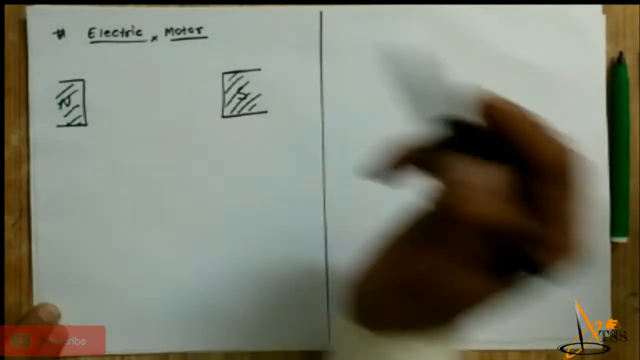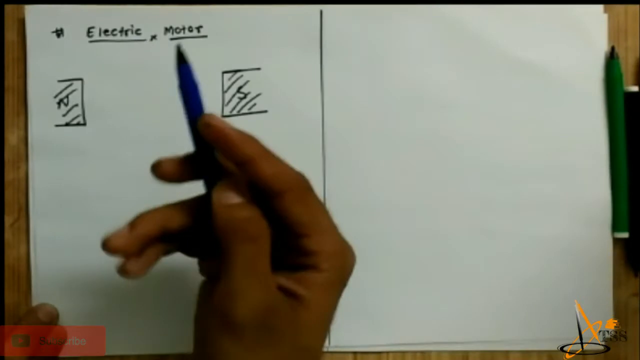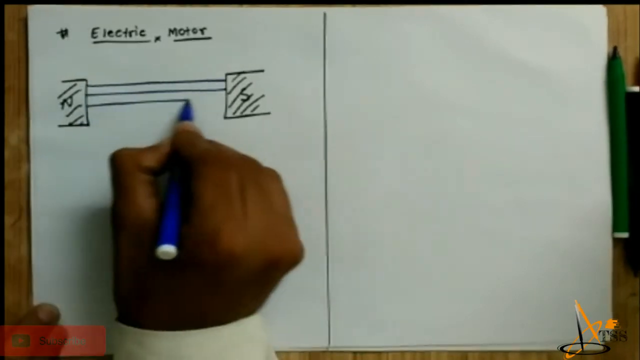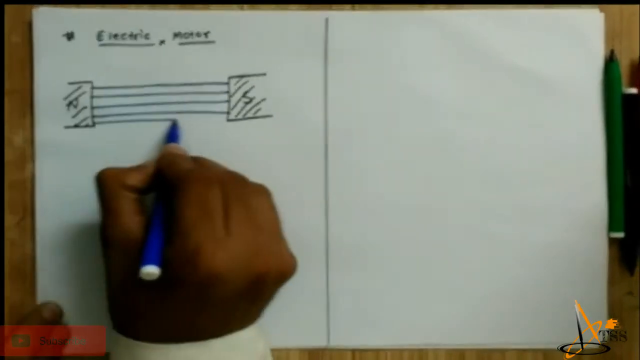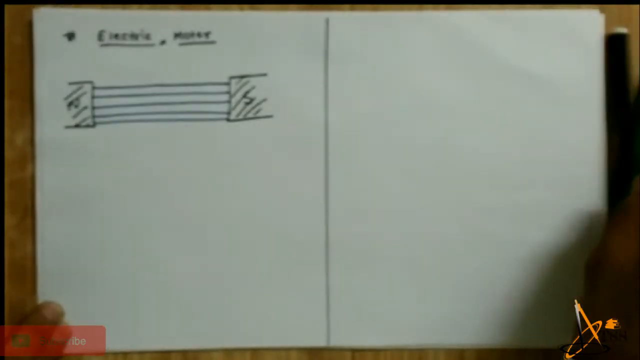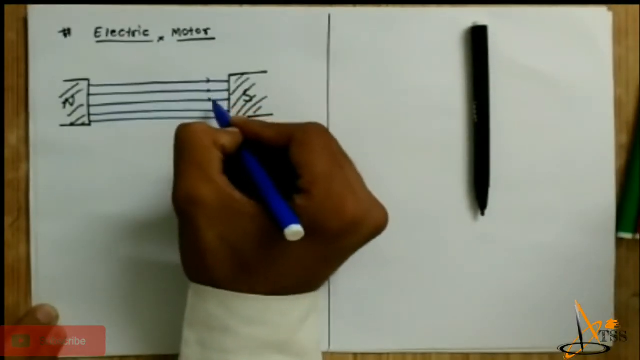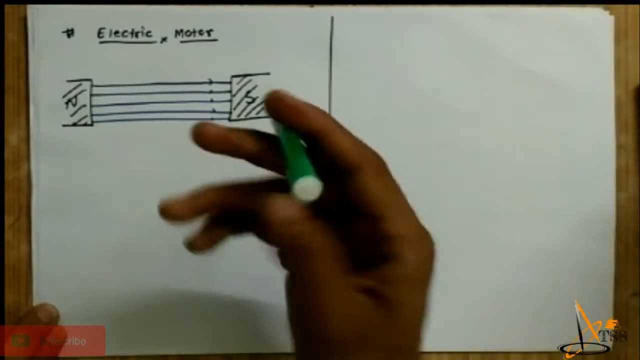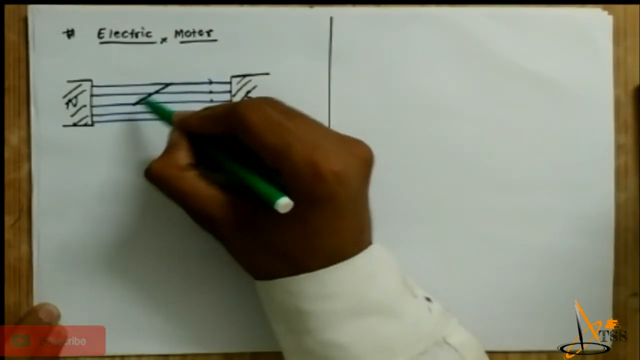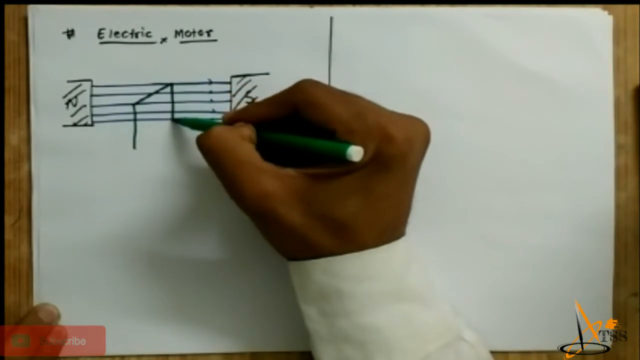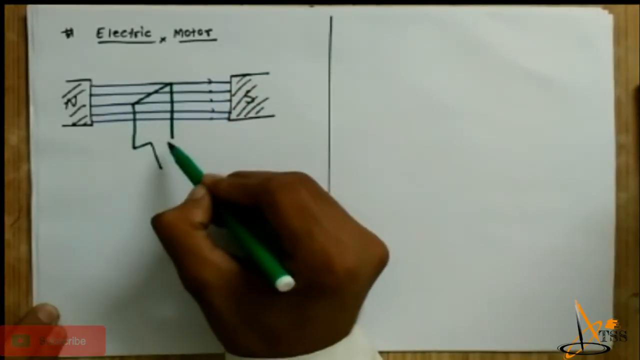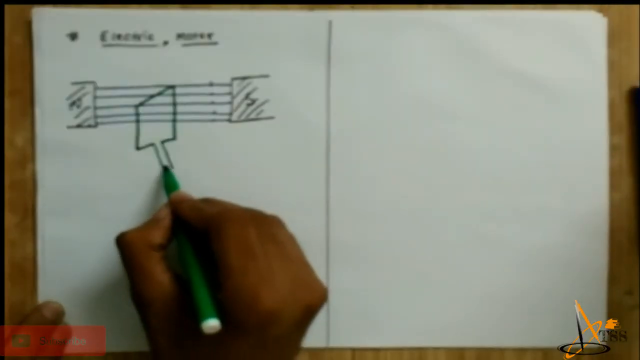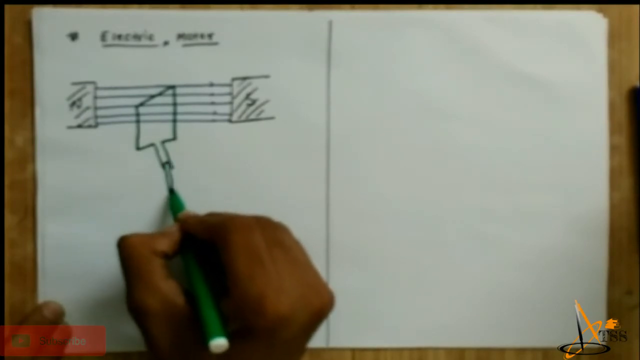This is a two pole magnet, and the magnetic field is directed from the north pole to the south pole, and the direction is like that. And a current carrying rectangular loop is kept in the external magnetic field.